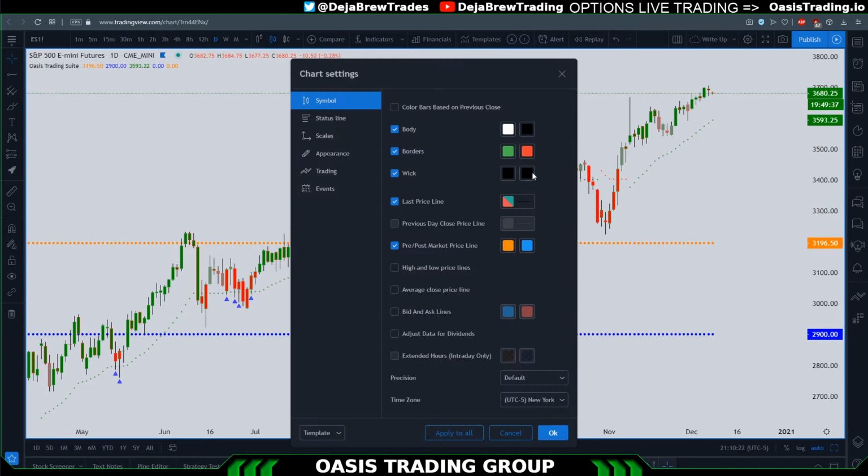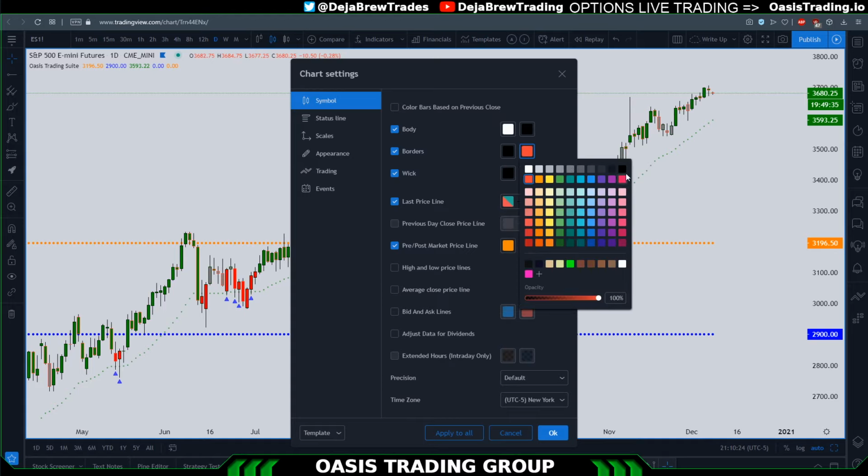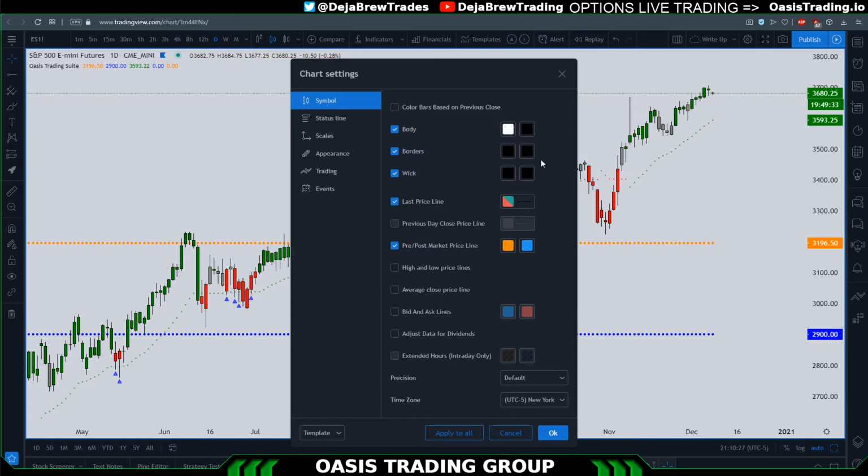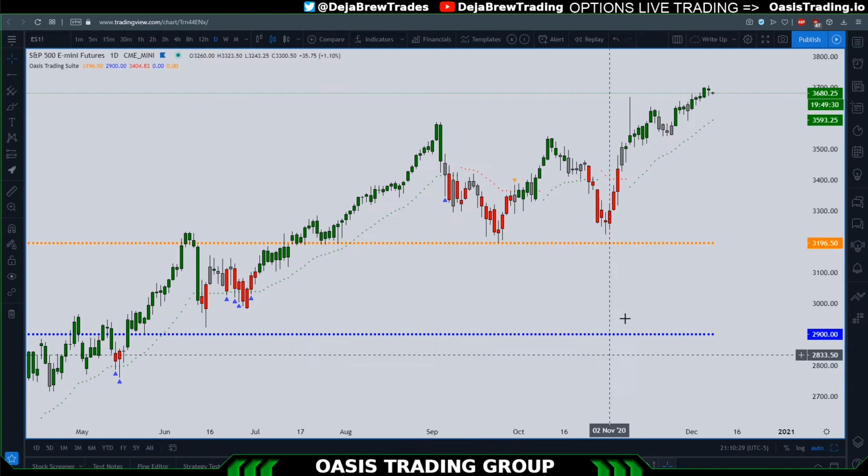So to make your chart look really clean, I highly recommend making your border colors black for a white background, and then find a color that you like for a darker background.